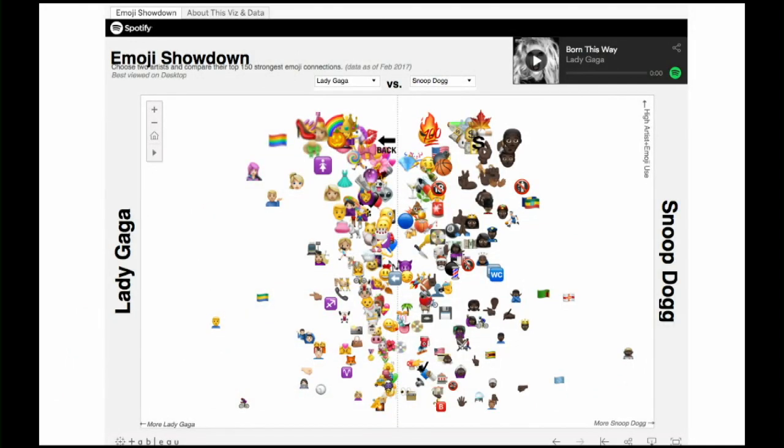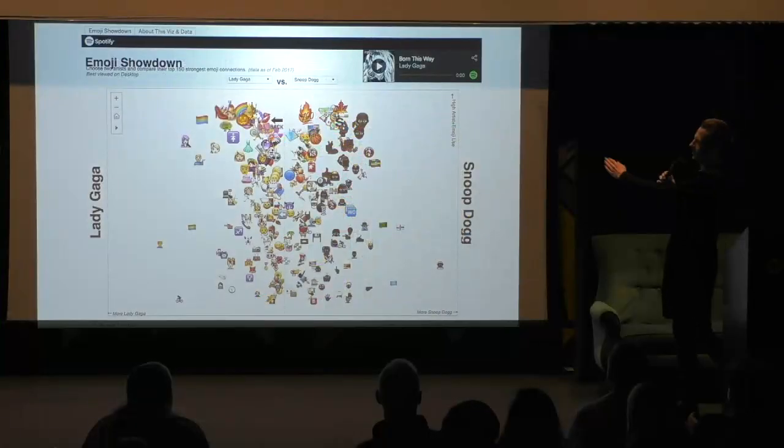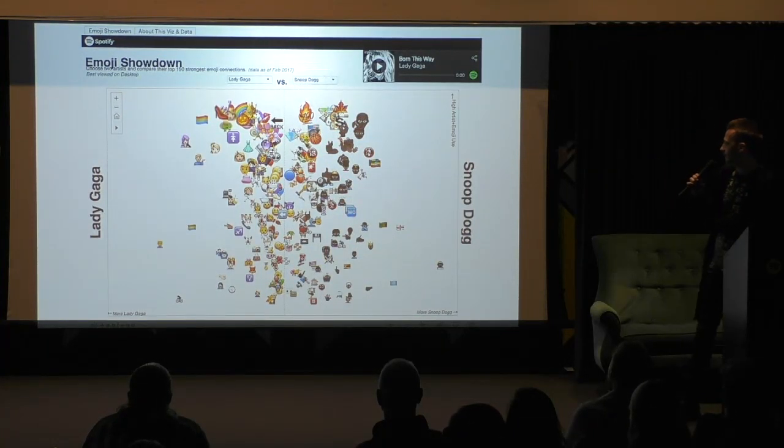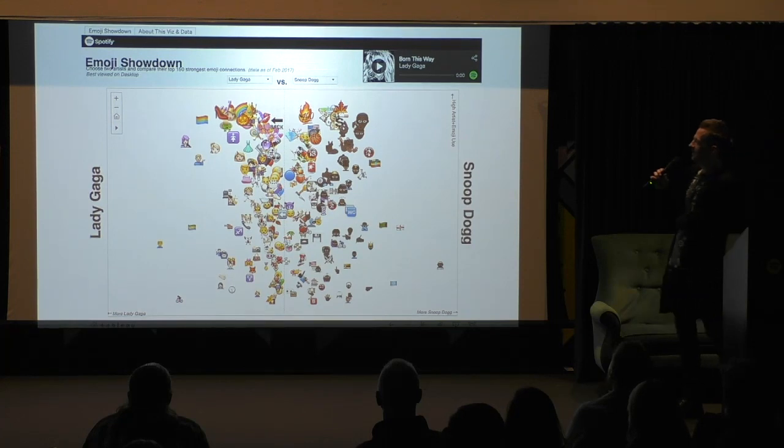So I said there were 3 Tableau Public workbooks. This is one of them, where we have an emoji showdown between 2 artists. And you pick an artist, and whoever controls that emoji the most, it leans more to the left or to the right. So Lady Gaga has a bunch of girls and rainbow flags, where Snoop Dogg has a cigarette and a leaf.